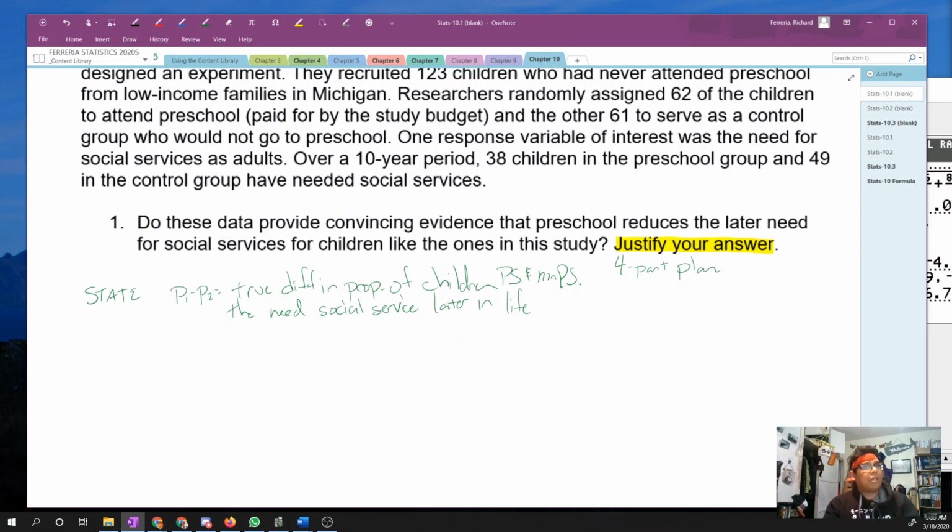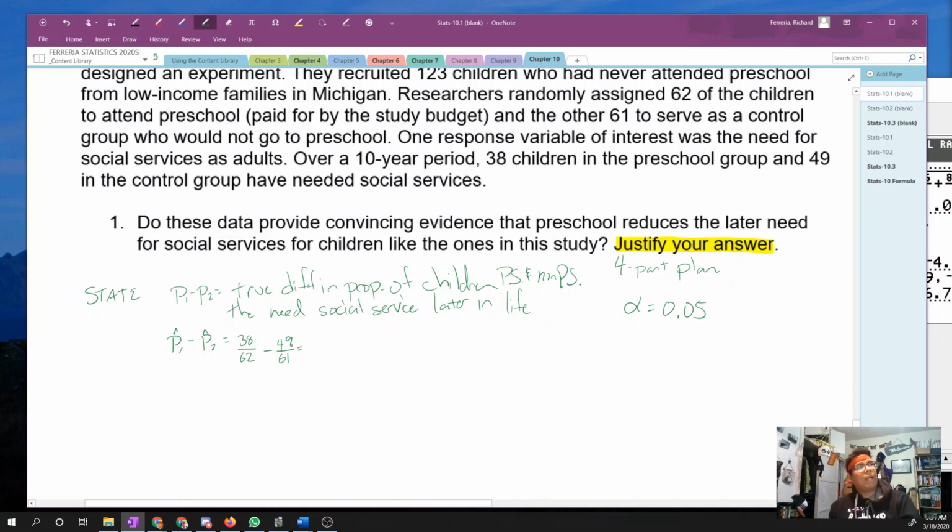Okay, and let's get our significance level. Our alpha, they don't tell us an alpha, so we're going to use 0.05, whichever alpha you like, as long as it's one of the ones that we always study. So let's do P1 hat minus P2 hat. That's going to be necessary for us. That's going to be 38 in the preschool out of the 62 that were given preschool, minus the 49 over 61. Those are the ones that were not in preschool.